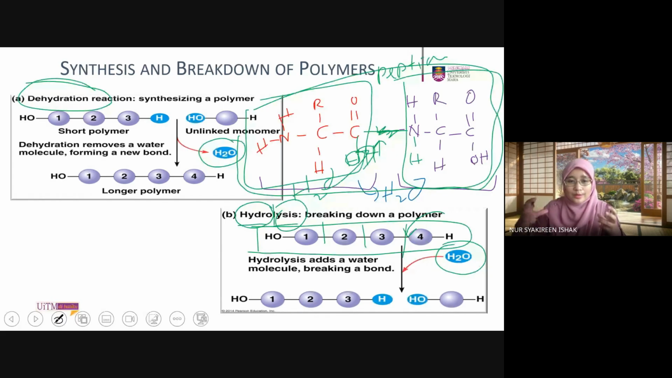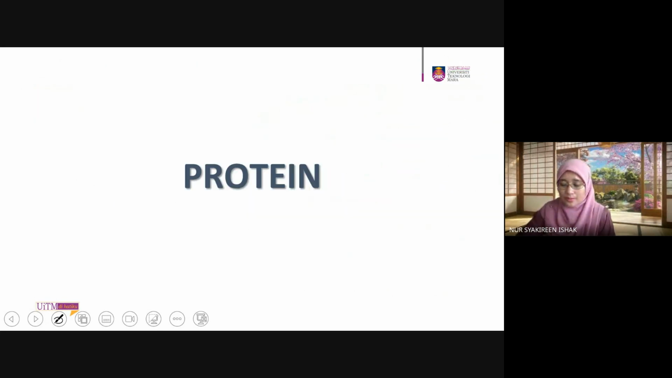So the same concept applies to all the monomers in polymers. Okay, so tak kisah lah ada protein ke, karbohidrat ke, ataupun nucleic acids. The attachment between amino acids, the attachment between the monosaccharides, the attachment of nucleotides, they are all attached through dehydration. They will all be broken, the bonds, through the process of hydrolysis. Okay, so if you have question, you can ask question.